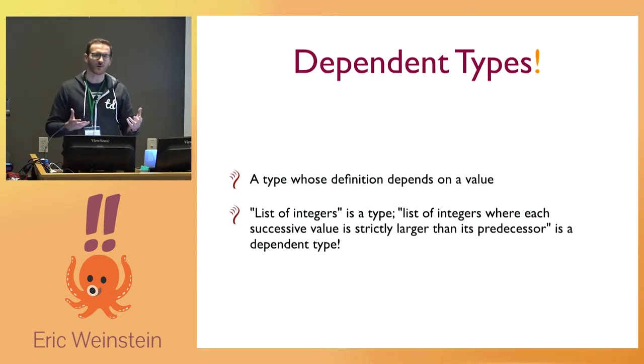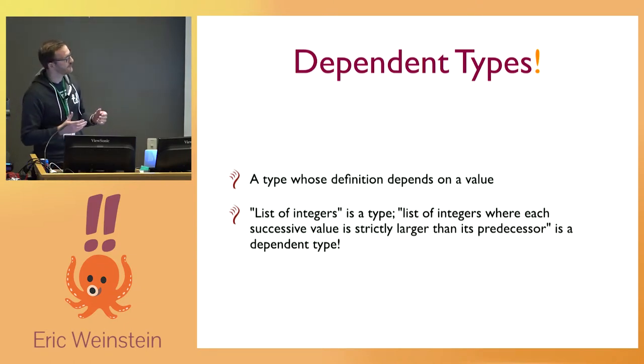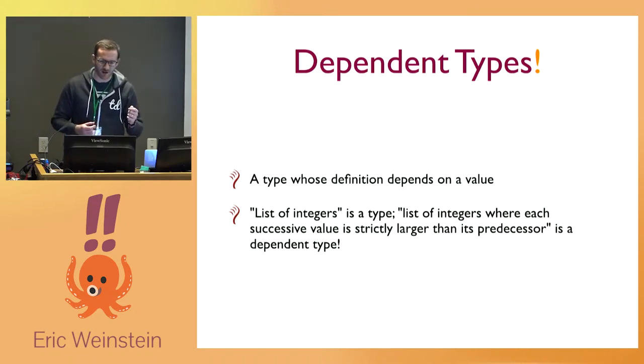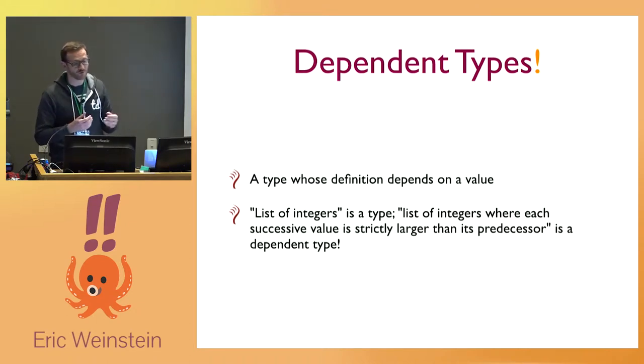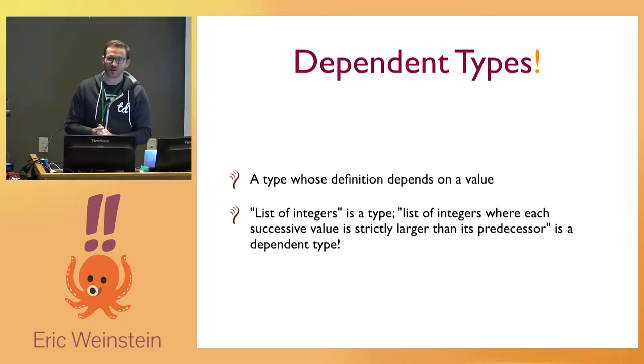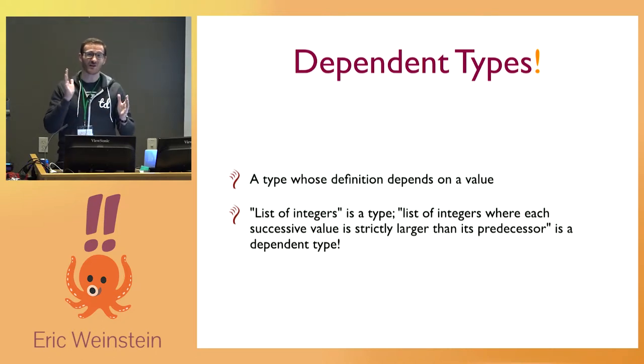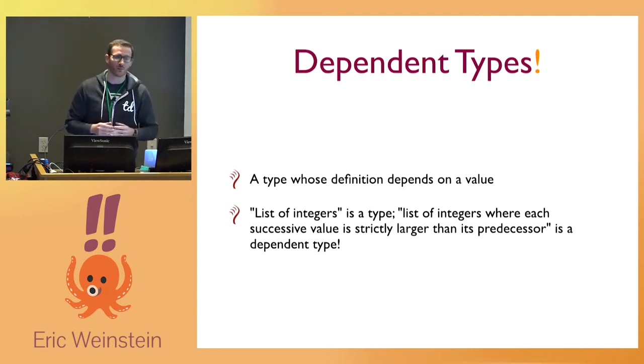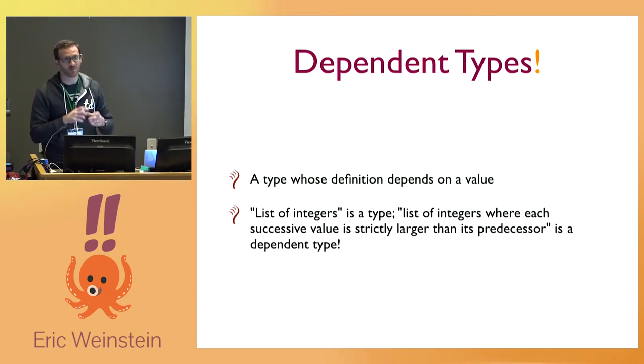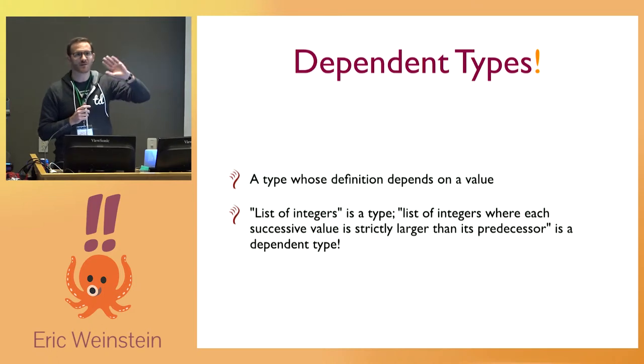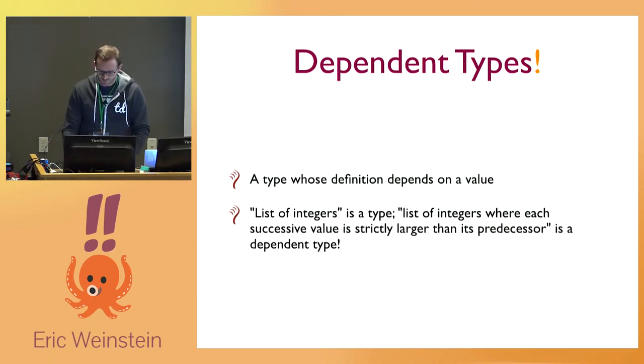So I think most of us are familiar with type systems and the idea of types in programming languages. A dependent type is a type that depends on a value. So rather than just list of integers, you can have a dependent type where you say a list of integers where each entry in that list is strictly larger than the one before it. So you can have a monotonically increasing sequence, or you can have a pair and say, you know, the second value has to be larger than the first one.